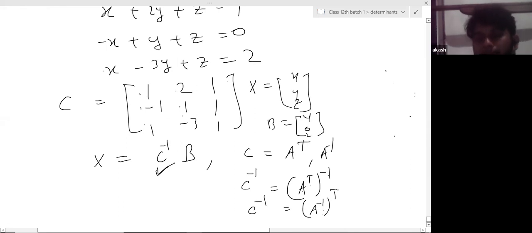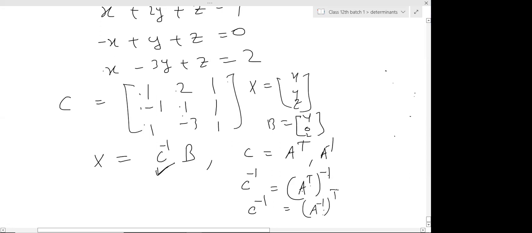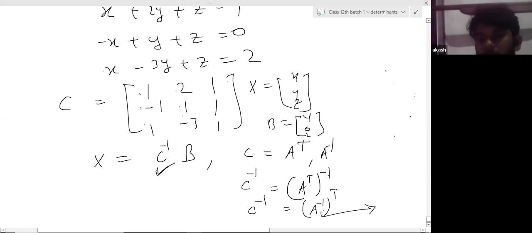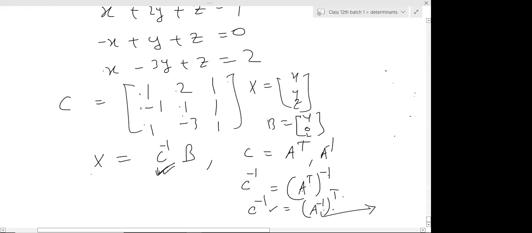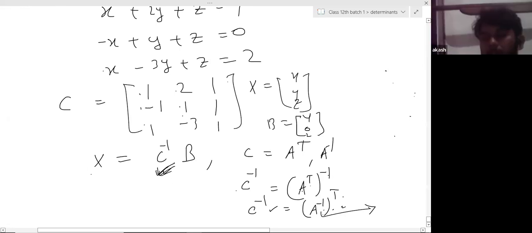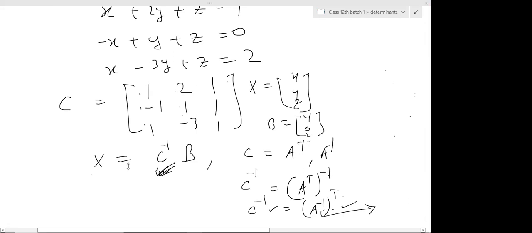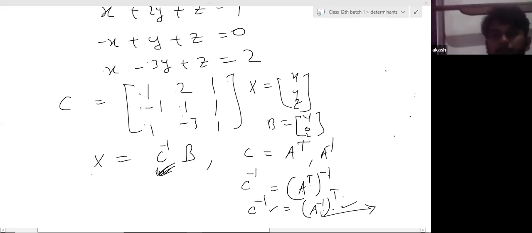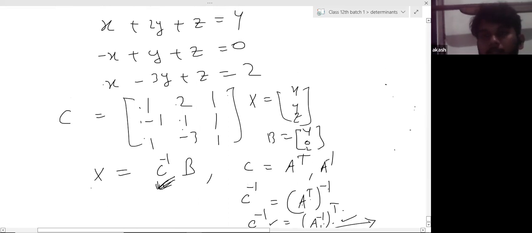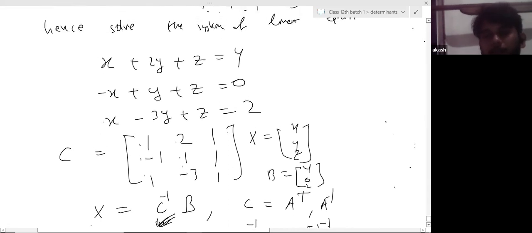If you take A transpose inverse, that becomes A inverse transpose. Is this clear? Yes, sir. So you already know A inverse. Just take transpose, and that would be equal to C inverse. Use that information to find X. This is clear, everyone? No need to solve for C inverse again. Just use this information. Ronaldo, this is clear? Yes, sir. All right, then try to solve this one, and solve this fast if possible, but accurate.